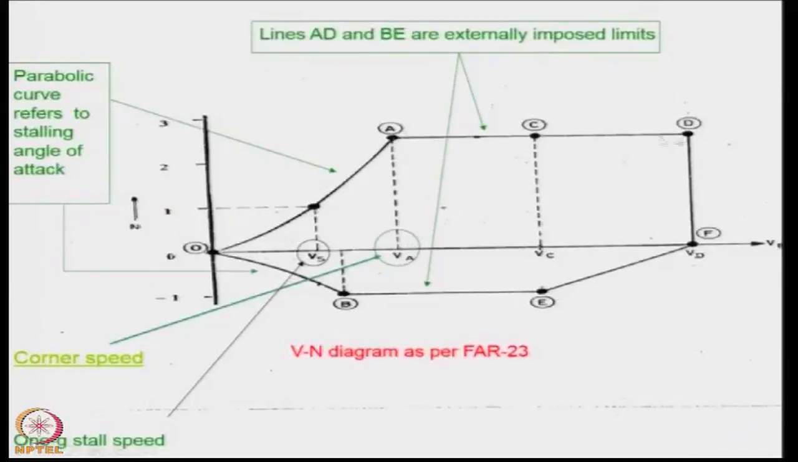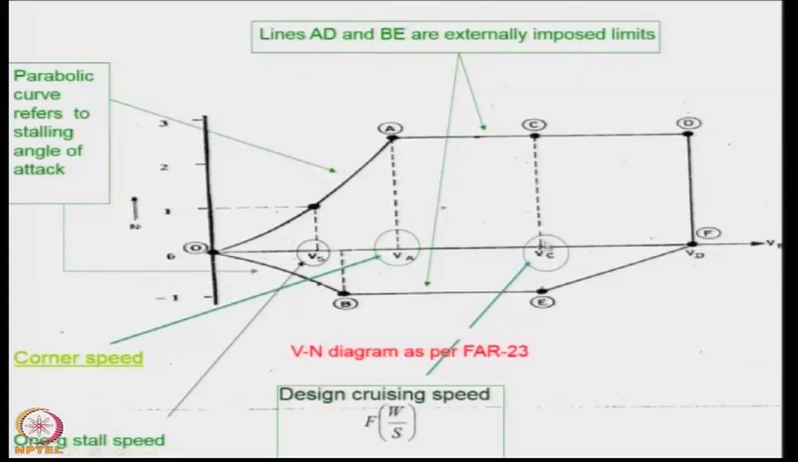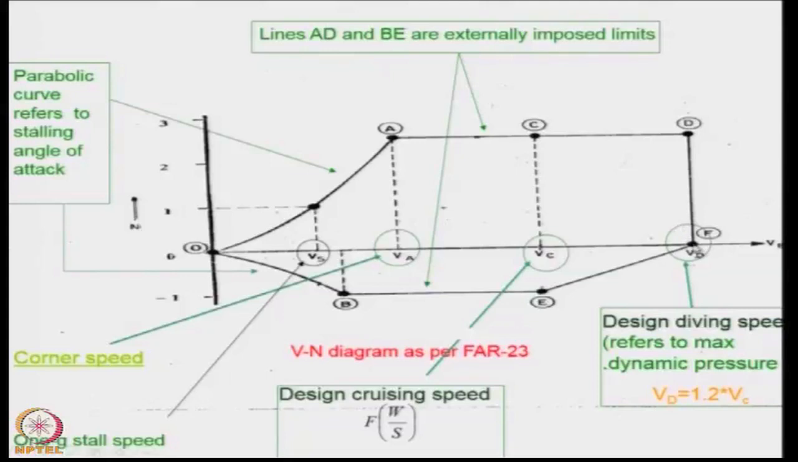And then you have lines AD and BE, which are externally imposed limits on the vertical positive and the vertical negative value of the load factor as prescribed in the table which we just now saw. Now, this Vc corresponds to the design cruising speed, which is a function of the wing loading of the aircraft, W by S. And there is also another speed called the design diving speed. This refers to the maximum dynamic pressure that the aircraft can withstand before you can expect it to undergo structural failure. And that particular speed generally is 20% or so higher than the maximum or design cruise speed.